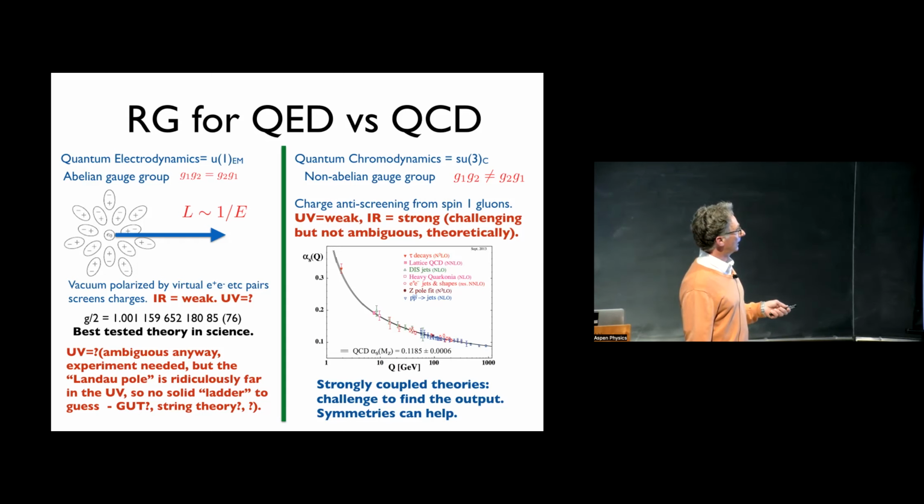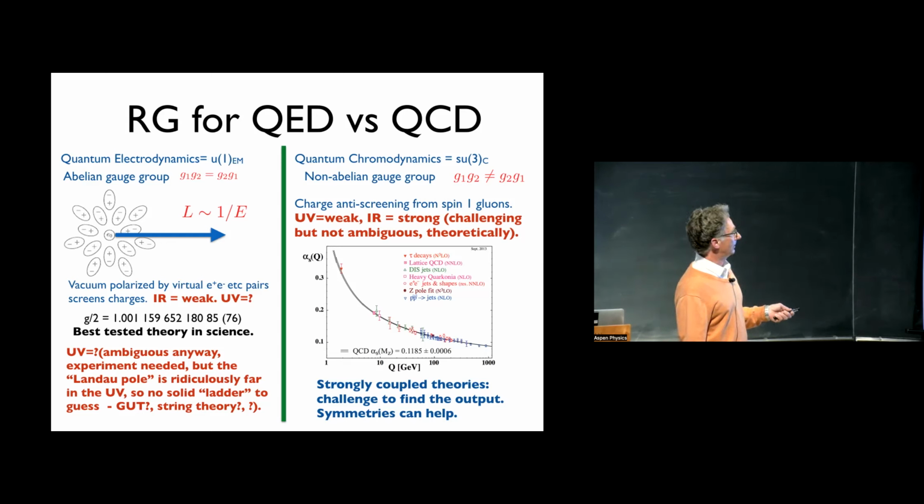If we look, on the other hand, at quantum chromodynamics, which is the strong force, there the gauge group is SU(3) color, which is a non-abelian gauge group. The different group elements don't commute with each other. This means that the force carriers, the gluons, are themselves charged under the force, so it leads to nonlinear behavior of the force. The upshot is that there's charge anti-screening from the spin-one gluons. So it's exactly the opposite of QED.